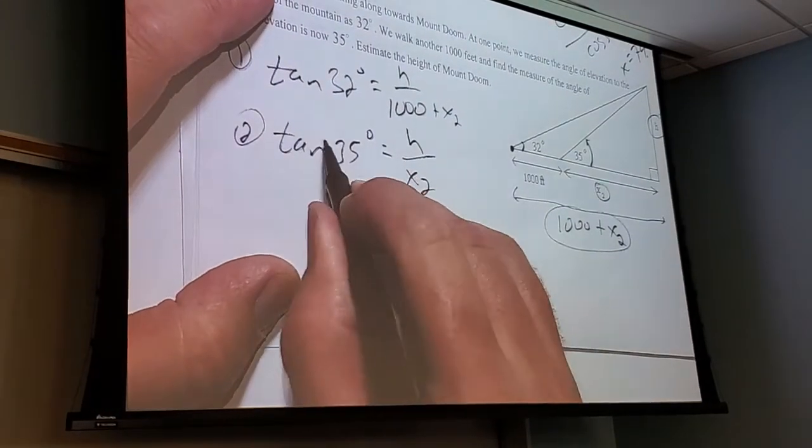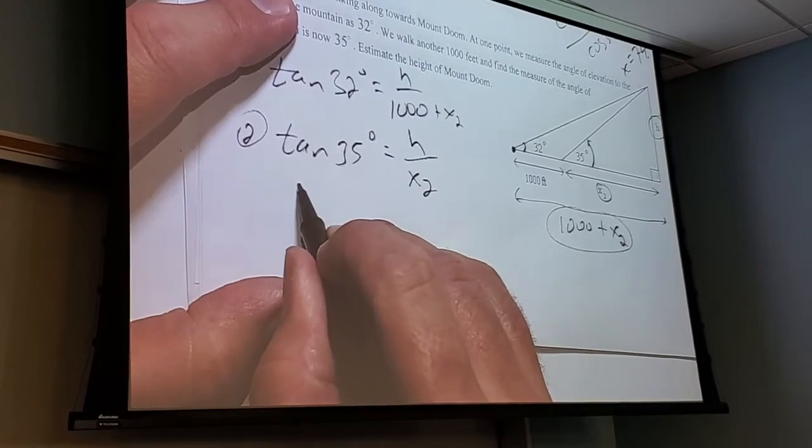So if I multiply this up and divide this down, they just sort of switch places. So now I know I need more room.